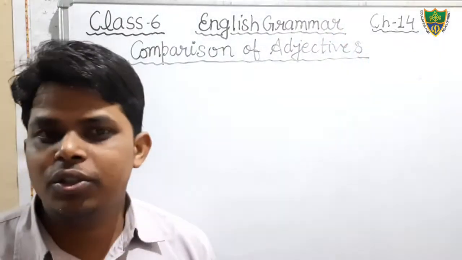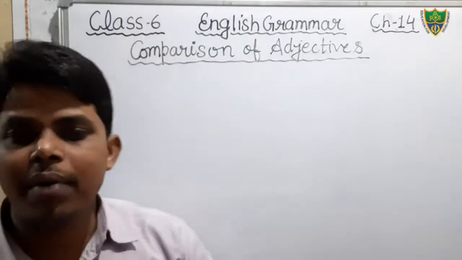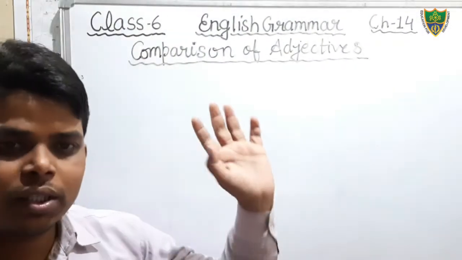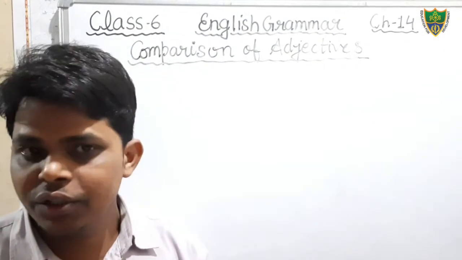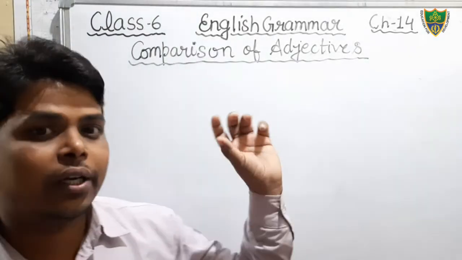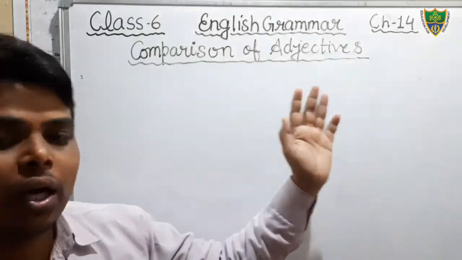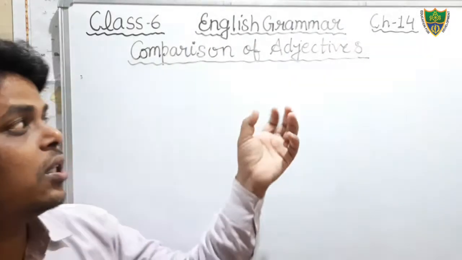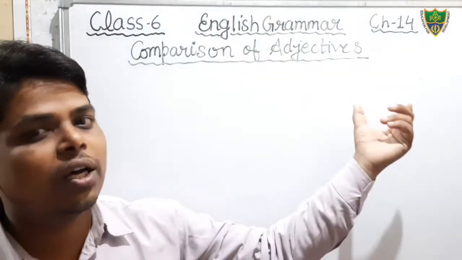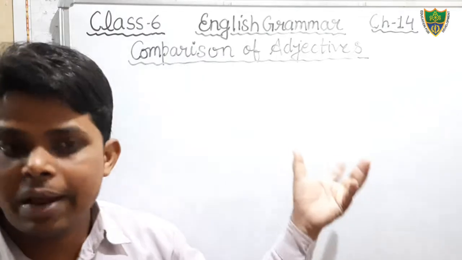Dear students, today we will discuss chapter 14 of English grammar, that is comparison of adjective. In the previous chapter we all have read about the adjective. In that chapter I told you what an adjective is. An adjective is a word that describes the quality of a noun or pronoun, or we can say it qualifies a noun or pronoun. Or we can also say that it is a describing word.